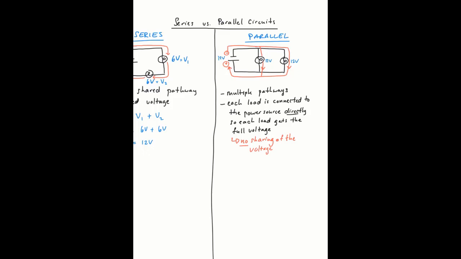So in this case, in a parallel circuit, we would say that VT, or V total, is equal to V1, which is equal to V2. No sharing. So the total voltage would be equal to the 12 volts and equal to the 12 volts from each one of those. No sharing of the voltage in those particular ones.